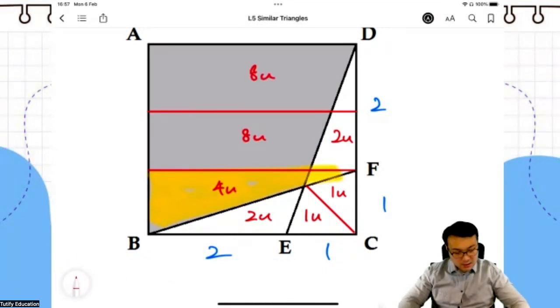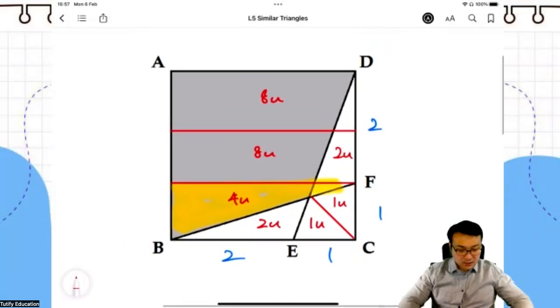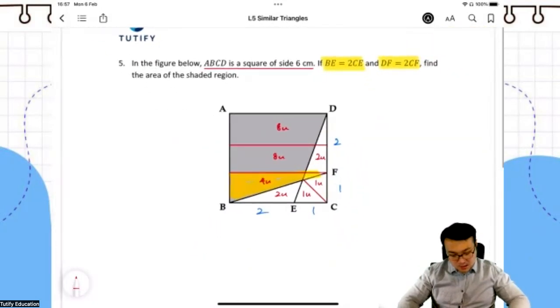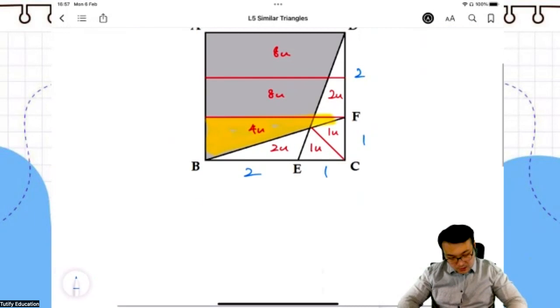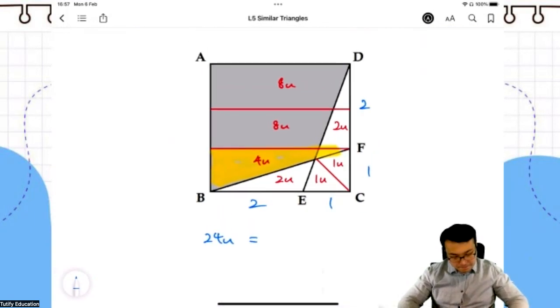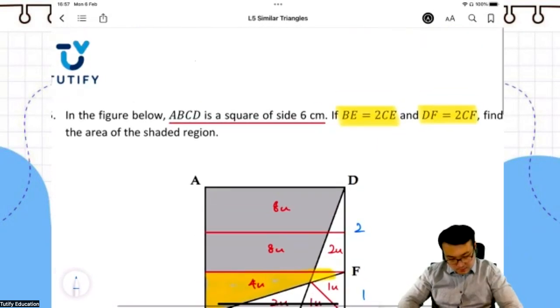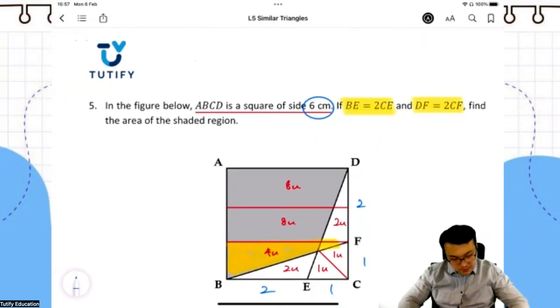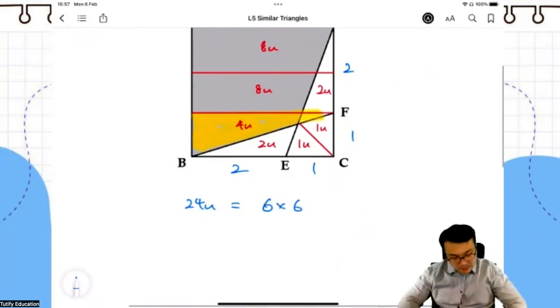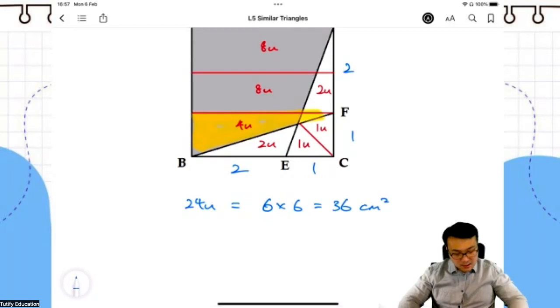This is also 8 units. Total units for the entire square: 8, 16, 24. So now we already know that the total number of units is 24. What is the area of the entire square? 36, 6 times 6, right? So 24 units is 36.